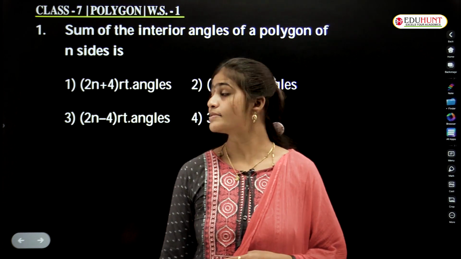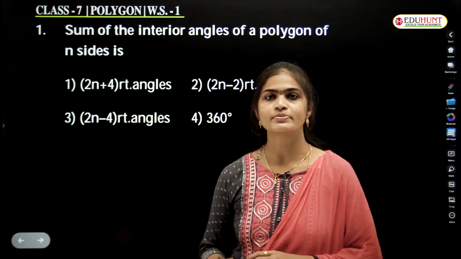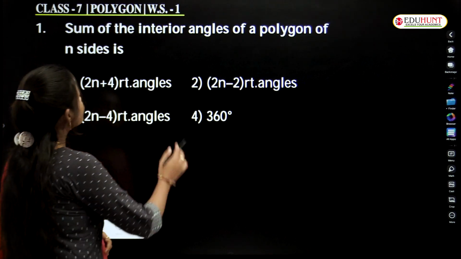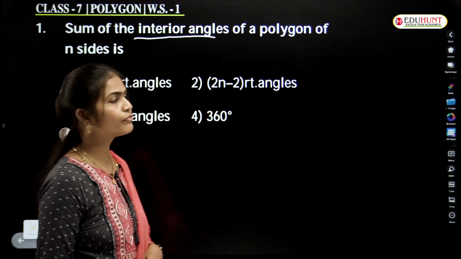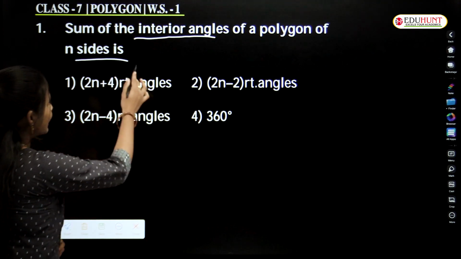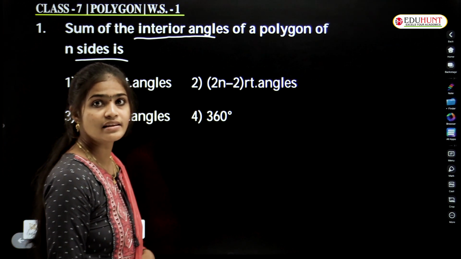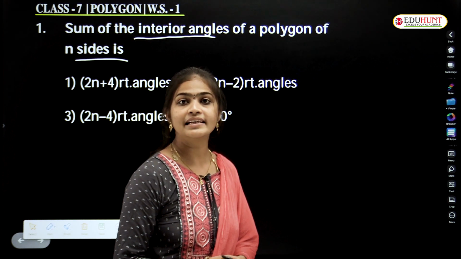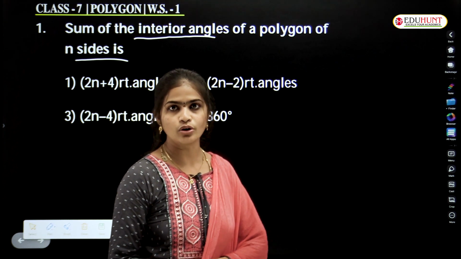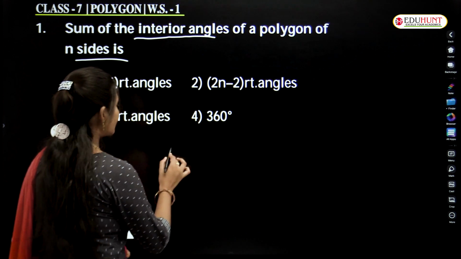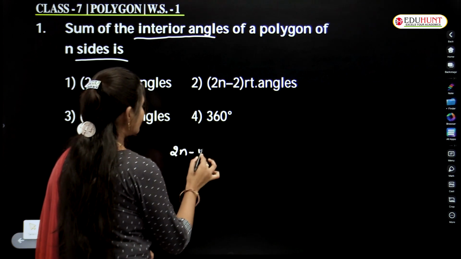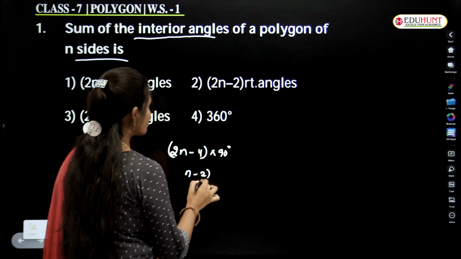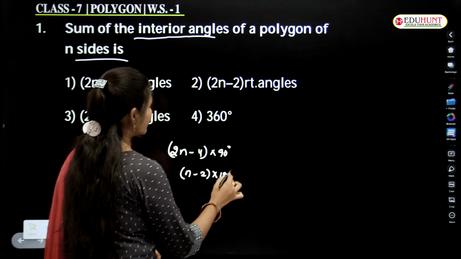Children, in this video we are going to learn the problems from worksheet 1. See the first problem: the sum of the interior angles of a polygon of n sides. This is the direct formula. They are asking, what is the formula for the sum of all interior angles of a polygon? That is 2n minus 4 into 90 degrees, or n minus 2 into 180 degrees.